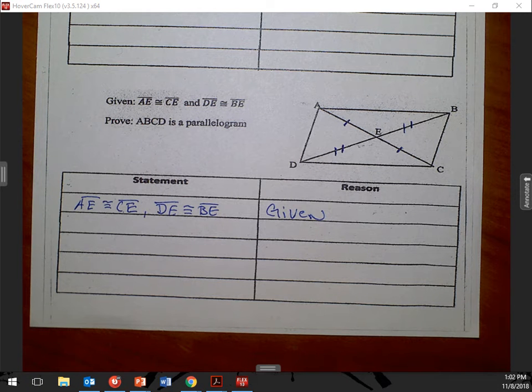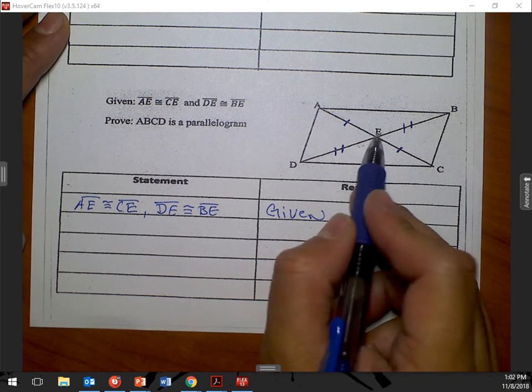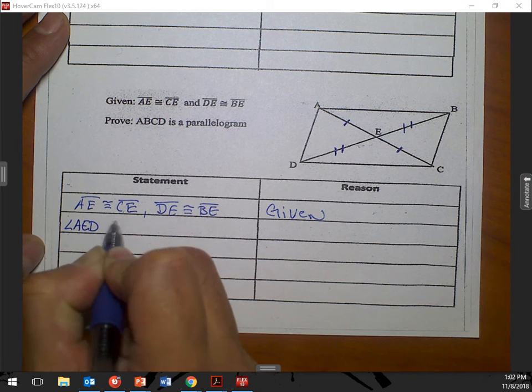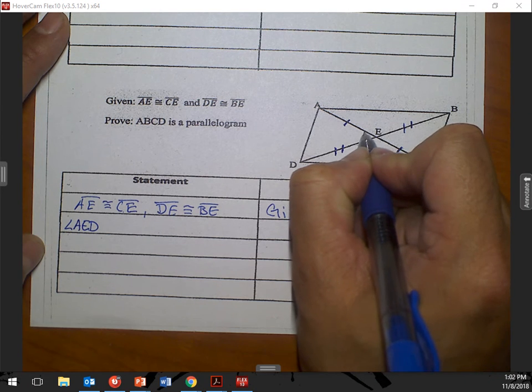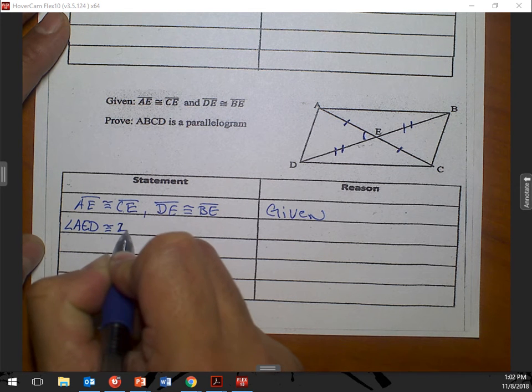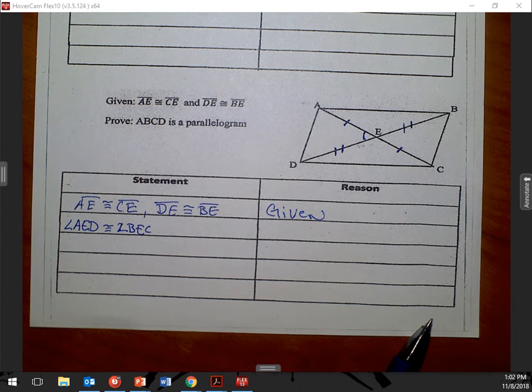Since there are 4 angles here, I have to use 3 letters to tell me which one I'm talking about. So I'd say angle AED, very good, and BEC. AED is congruent to angle BEC. Very good. Good job. That one actually earned you a candy. What?